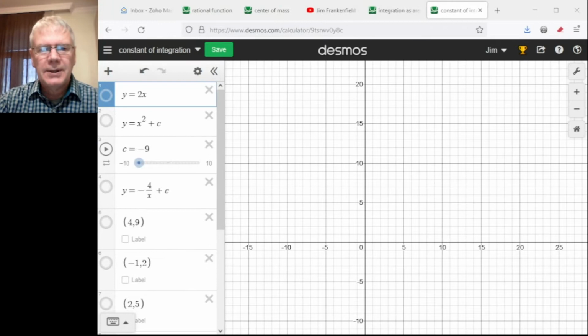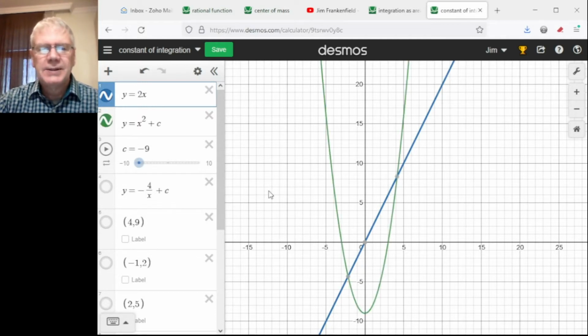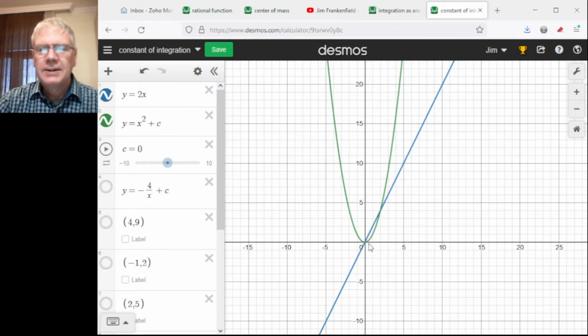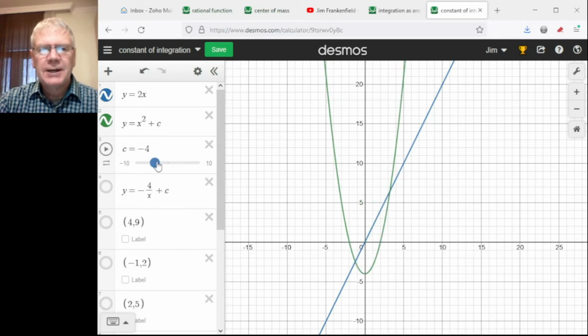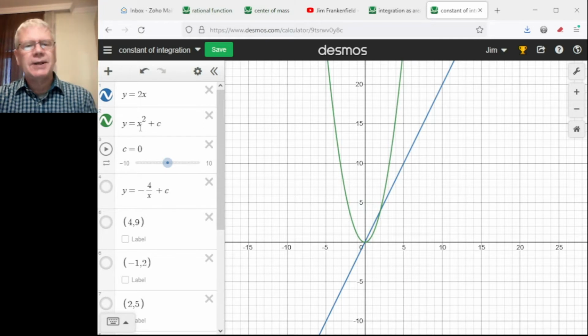Okay, so here we are on Desmos, and here's our line, y equals 2x, and here is our parabola, x squared plus c. And I have a variable c. It's set up as a slider. If I leave it off, I just get my parabola with the vertex at 0, the origin. So changing c moves this up and down. If you look at this equation, you can actually see that it's y minus c equals x squared.